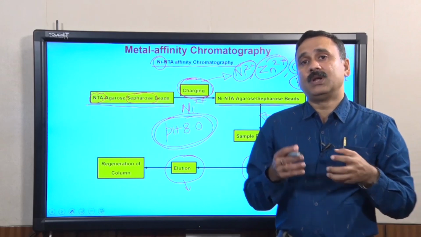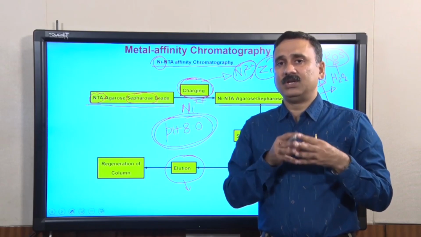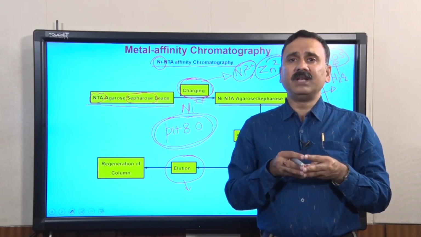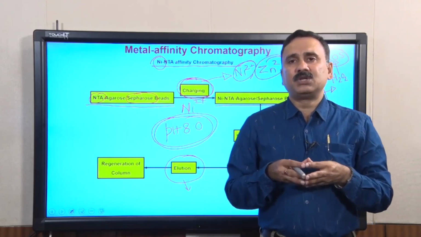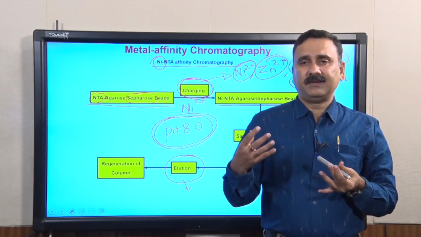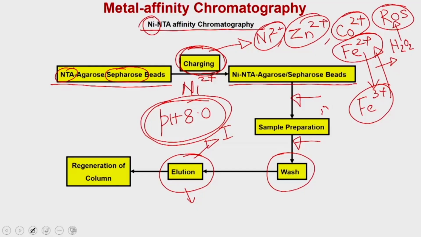Ideally we should apply histidine, because histidine is the competitive amino acid which you can use, but histidine is very costly and it contains the imidazole ring. So, you can use any compound which contains an imidazole ring. In that case people use imidazole instead of histidine. Using imidazole is the simplest way. You can use imidazole at around 5 to 500 millimolar concentration, and that should elute the protein from the column.